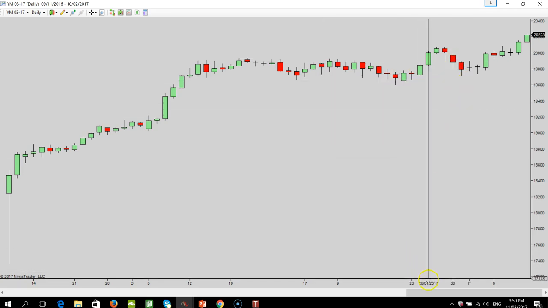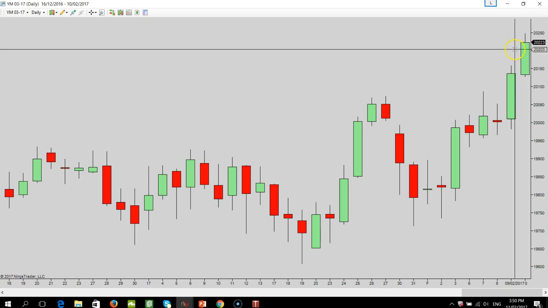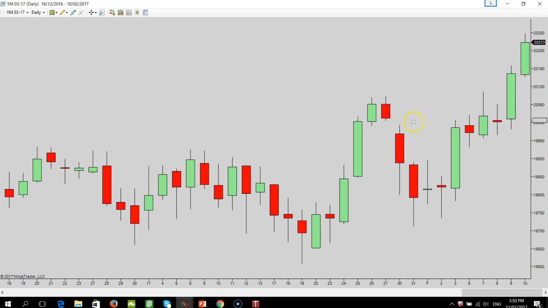But let's see, where's Jan 31? So this is January 31. It was actually a big down day that day. But say you got short here. Where are we now? You're getting short at just below 19,900. We're trading above 2,200. So it's already 300 points in the money.